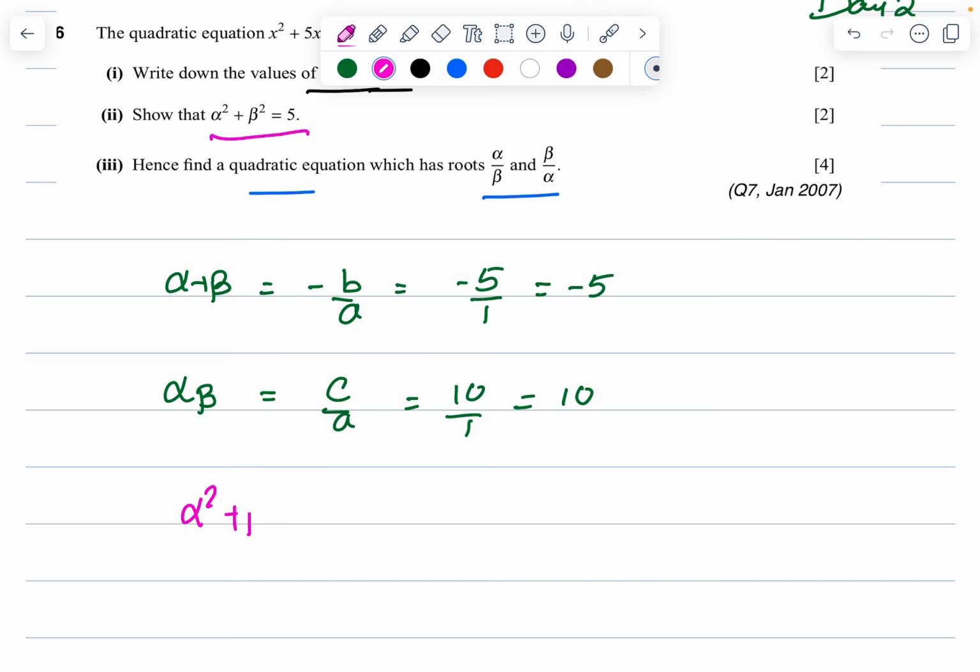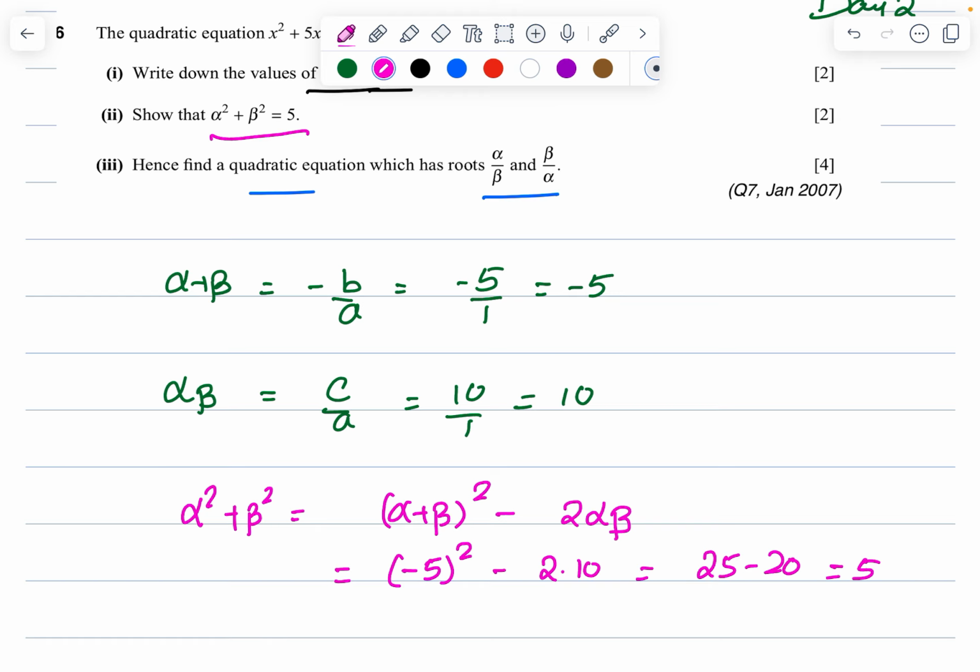Show that the value of alpha square plus beta square is 5. So alpha square plus beta square is alpha plus beta whole square minus 2 alpha beta. So which is going to be nothing but how much? Negative 5 whole square minus 2 times of 10, which is 25 minus 20, which is going to be 5.